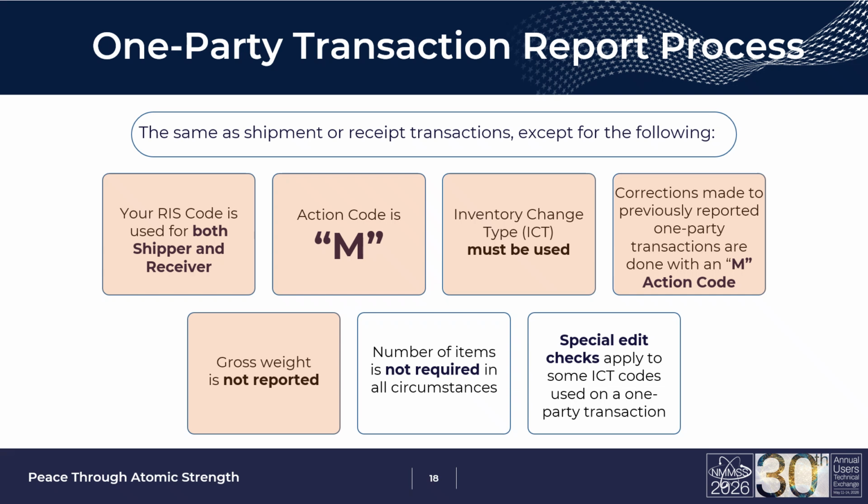Total gross weight is only reported on original shipper Form 741s when the action code is A. Also, the number of items found in the details section of the Form 741 is not required in all circumstances. Number of items is not reported on detail lines on one-party transactions, except for ICT lines miscellaneous shipment and miscellaneous receipt, where reporting of the number of items is optional.